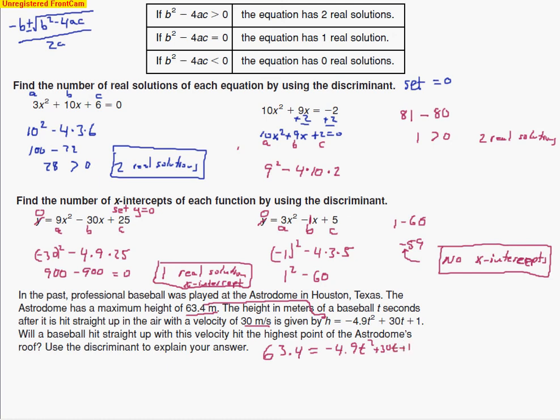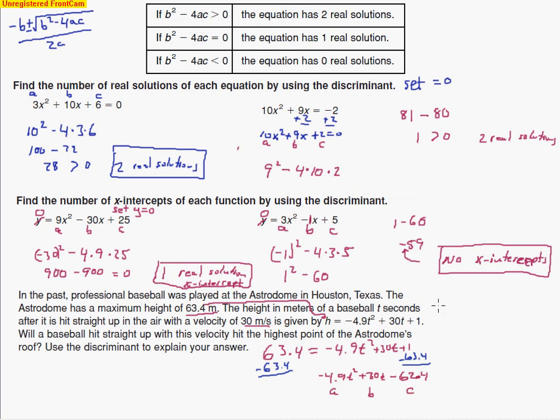Well, what we need to do from this point is move that 63.4. So remember, always set equal to 0 every time when you're using that quadratic formula, or the discriminant for that matter, because the discriminant is just a portion of that quadratic formula. So let's go ahead and rewrite what we've got. We now have negative 4.9 t squared plus 30t, and then it's a minus because I'm subtracting more than what I've started with here, 62.4. So what we're going to end up doing is using this discriminant, putting in our a value, which is here, b, which is 30, c is negative 62.4, and we're going to put that into our discriminant.